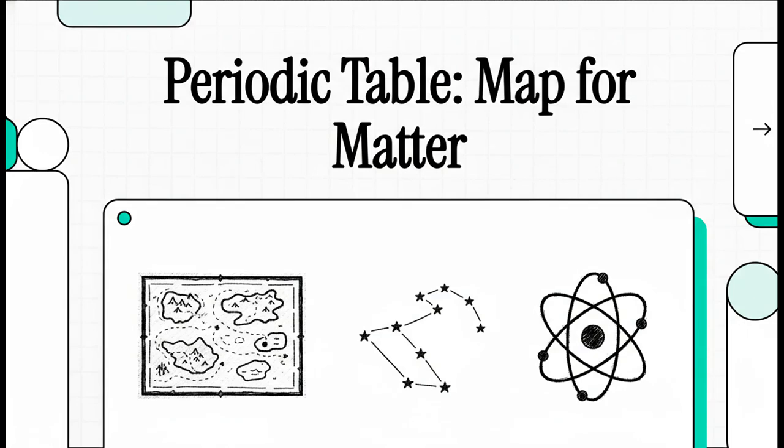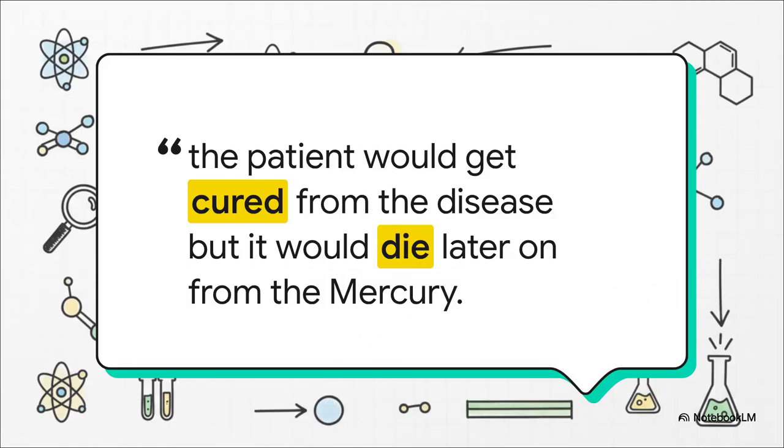We've got maps for just about everything. Cities, oceans, even the stars. But what if I told you there's a map for everything, for matter itself, a guide to the very stuff that makes up our universe? To see why this map is so incredibly important, let's take a little trip back in time.